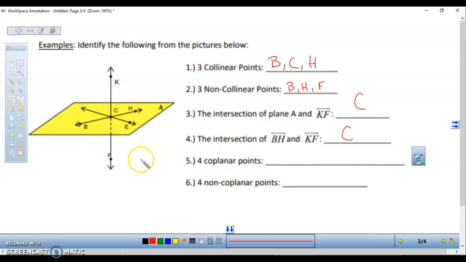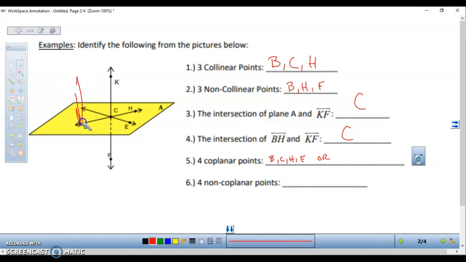Next, naming 4 coplanar points. I just want 4 points that are all on the same plane. Alright? And I'm going to throw you a curveball here. Now, one obvious answer would be B, C, H, and E. B, C, H, and E are all on this yellow plane. But check this out. What about B, C, H, and K? Those are also coplanar. Now, I know the plane is not drawn, but most certainly there exists, I'm going to try my best to draw it, a plane.